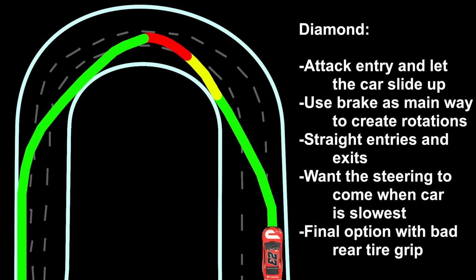And the reason that this works is because we get all the rotation in the center of the corner, where the loads of the car are at their lowest because the car is going its slowest, and at the same time we can just do it all at once.